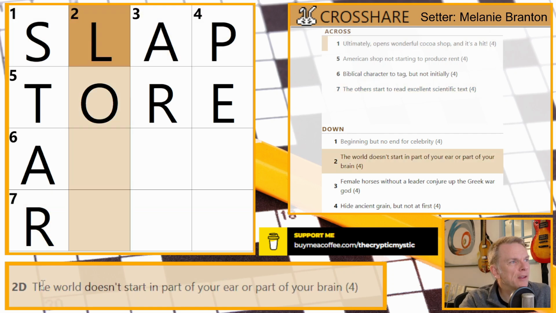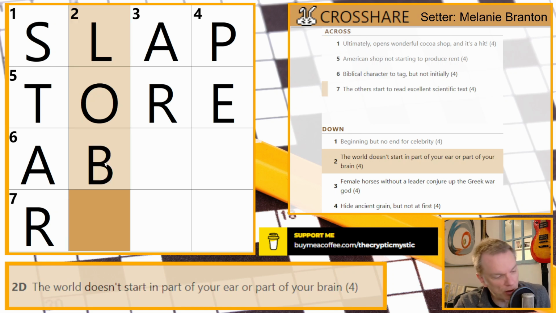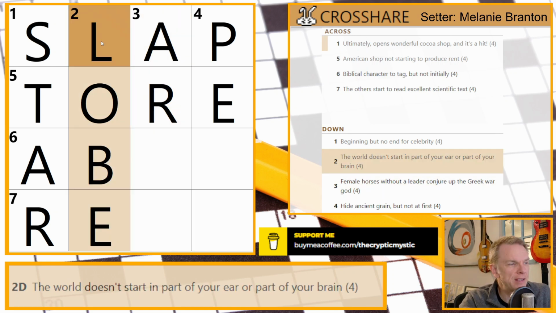2 down, let's go for that. The world doesn't start in part of your ear or part of your brain. So again, look through there. What do you think the wordplay is? I think it's doesn't start, isn't it? I think that means remove the initial letter from something. Probably the word for the world. And this is like a double definition at the end here. It's going to be a word for part of your ear or part of your brain. So I'm thinking the world could be globe. Remove the initial letter, and we end up with lobe. See that?